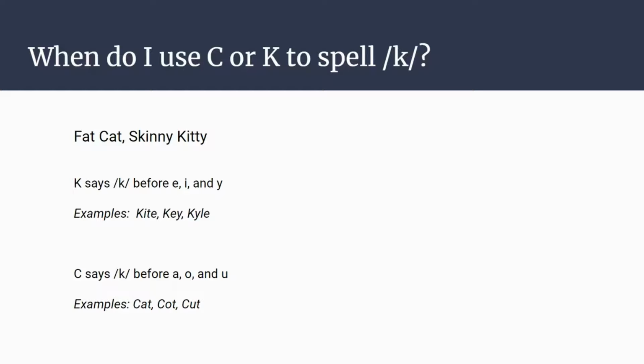Spelling generalizations are used to explicitly teach students when to use particular letter combinations in a word. This example is sometimes referred to as the fat cat, skinny kitty generalization. In this generalization, students would learn that they should use K to spell k before the thinner or skinnier vowels of E, I, and Y. And in contrast, they should use C to spell k before the wider vowels such as A, O, and U.